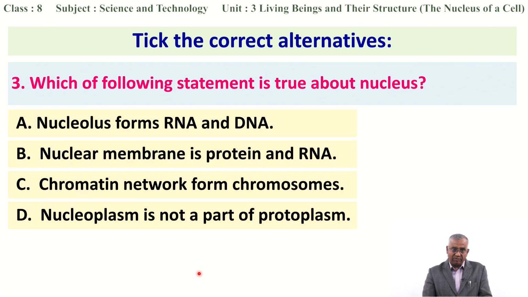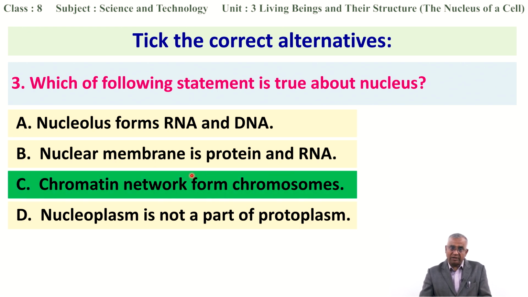Now next question, which of the following statements is true about nucleus? Nucleolus forms RNA and DNA. Nuclear membrane is protein and RNA, that is made up of what? On the basis of that. Chromatin network forms chromosomes, and nucleoplasm is not a part of protoplasm. So I think you have guessed the correct answer, that is C1. Chromatin network forms what? Chromosomes.